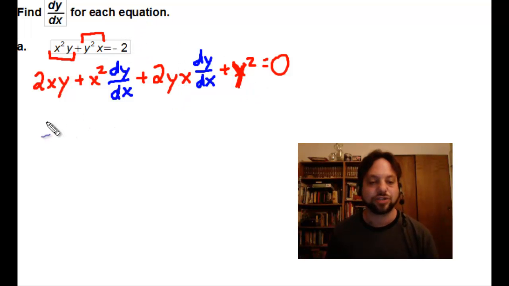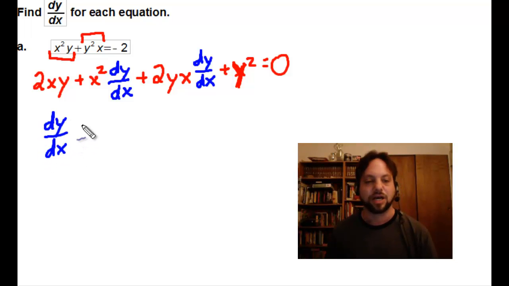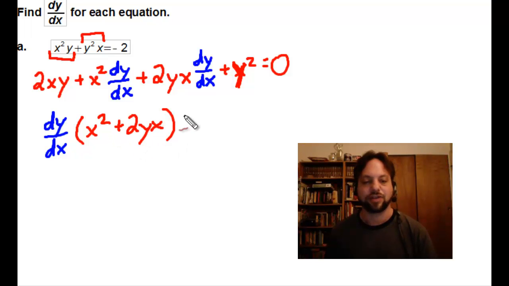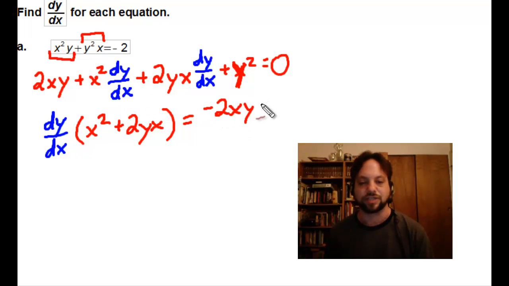So all we need to do now is gather up all of our dy dx's. If I do that, let's see. I have an x squared dy dx. And over here I have a plus 2yx dy dx. And everything else, everything I'm not using essentially, I'm just going to go ahead and shoot onto the other side of this equation. So it will look like that.